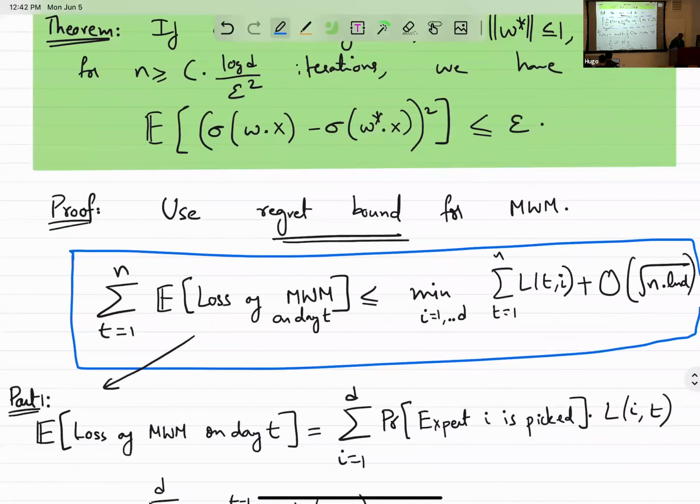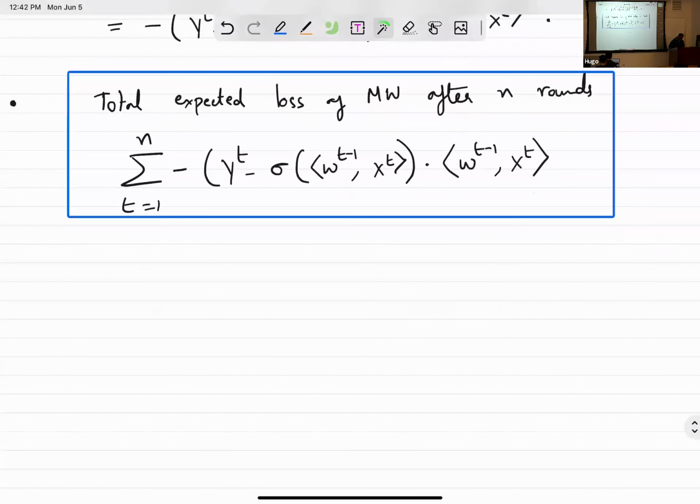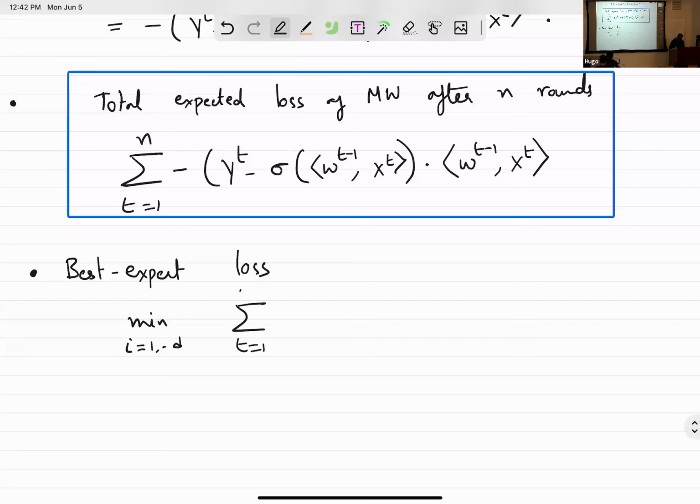All right, so that kind of gives us some control on the left hand side. And now we have to connect what the summation thing is. And so what is the best expert loss? Right, so we are looking at the min over all coordinates of the sum over all the days of the individual losses.